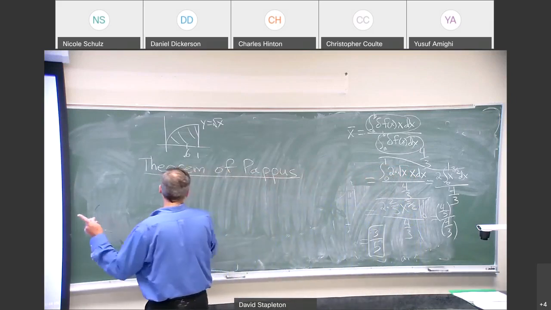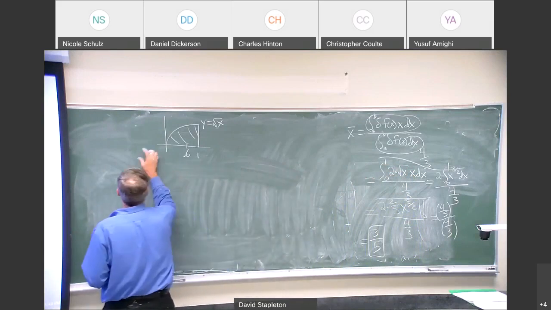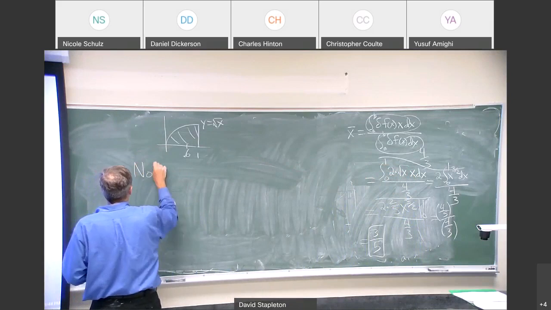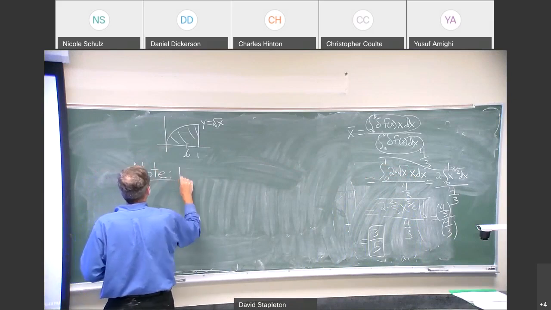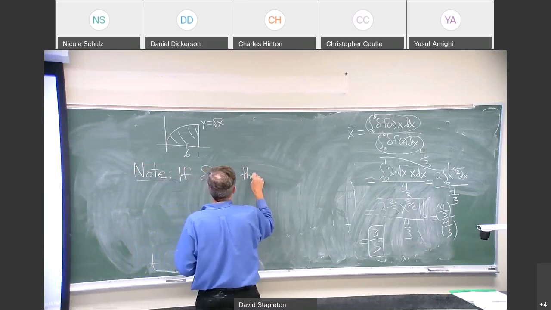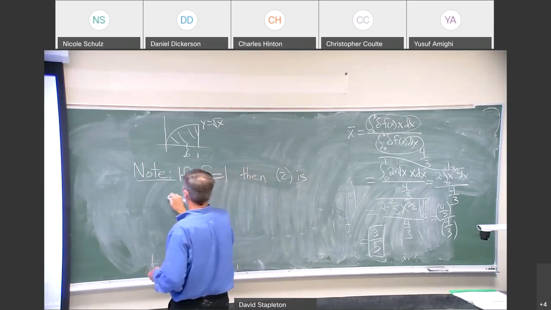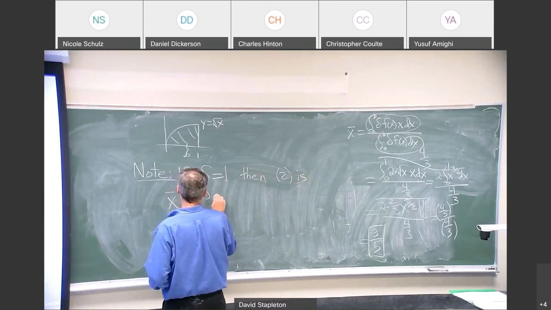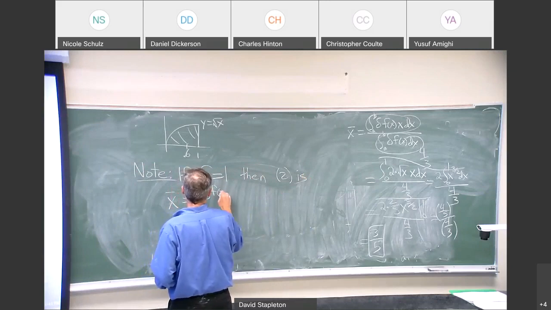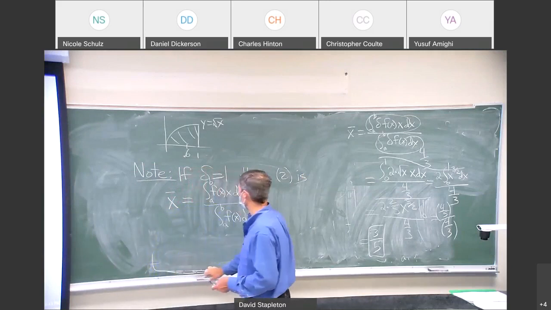Here's the theorem of Pappus. Oh, I'm sorry, I forgot to put one more thing. Very important, actually, for the mathematician. Note, if delta equals 1, then what does 2 become? Suppose I have density 1. We get x bar equals just the integral of f of x times x dx from a to b over the integral from a to b of f of x dx, right? You just take the delta out of there, and otherwise it's the same thing.